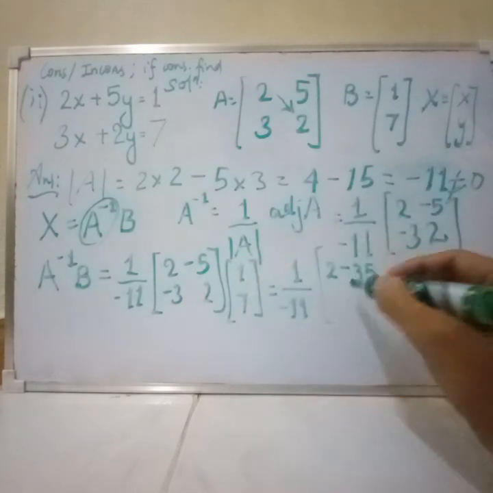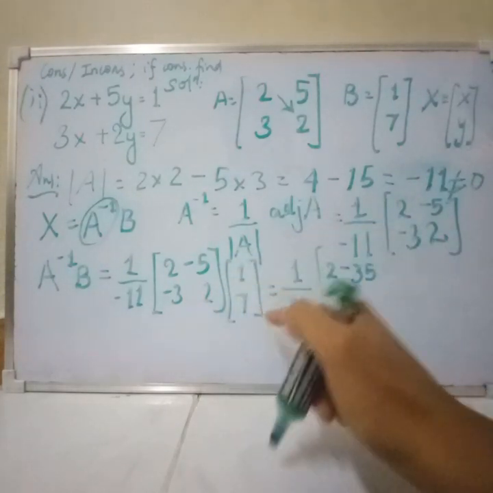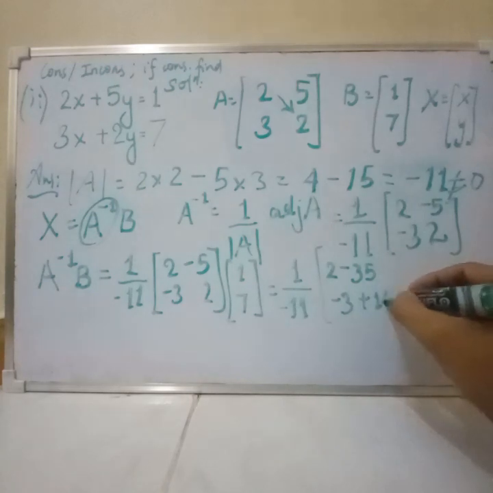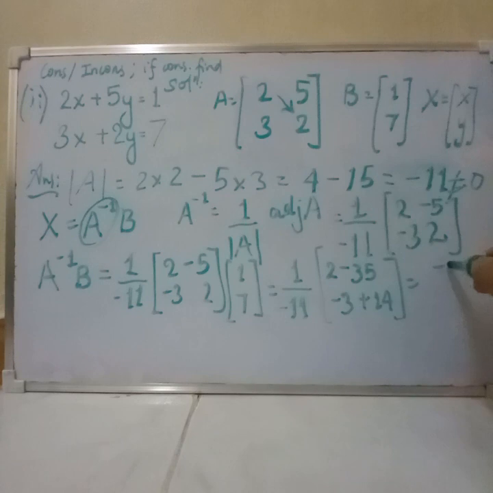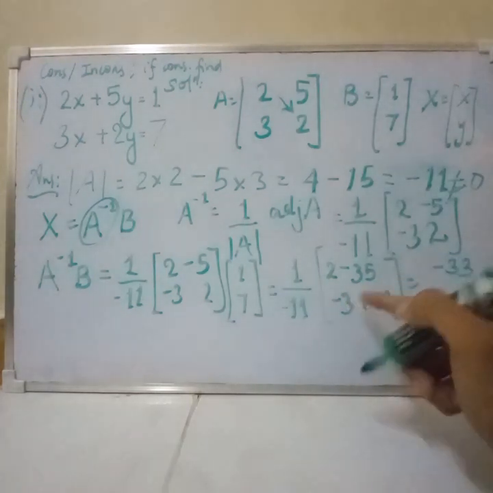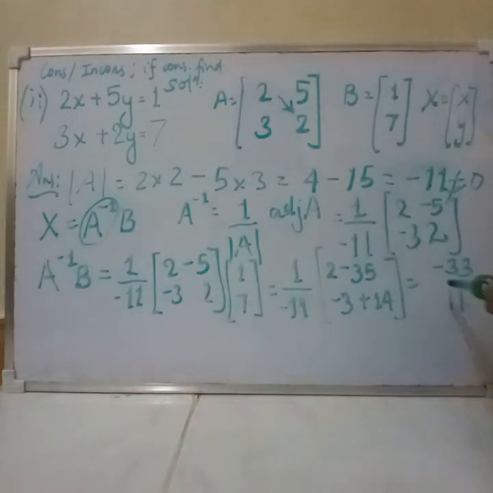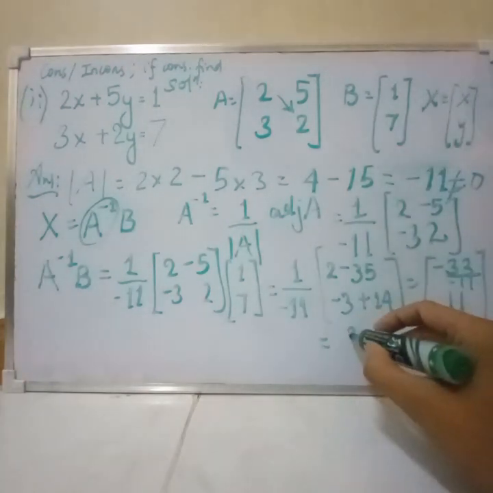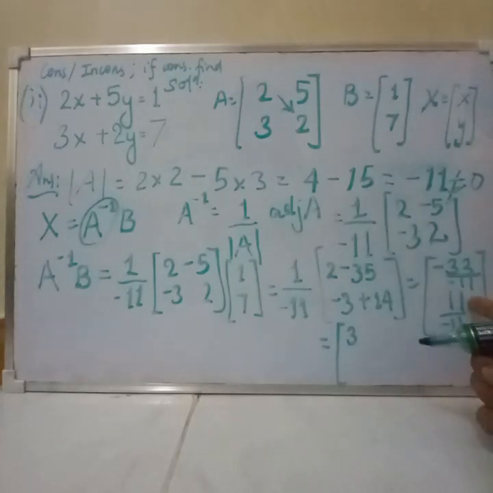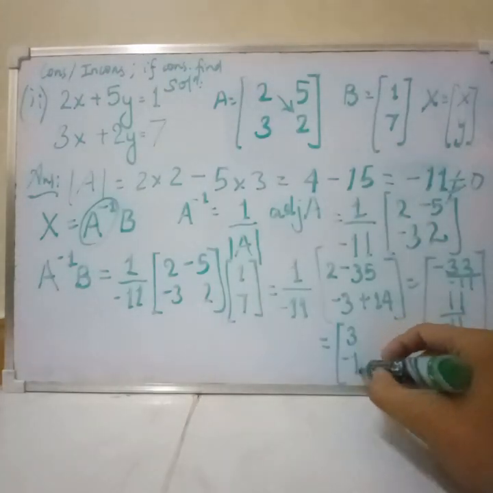Then minus 3 into 1 it will be minus 3. Then 2 into 7 it will be plus 14. So 2 minus 35 it will be minus 33. And 14 minus 3 it will be 11. But we are having minus 11 outside, so we have to divide both the terms in the matrix by minus 11. So minus 33 by minus 11 it will be 3, and 11 by minus 11 it will be minus 1.